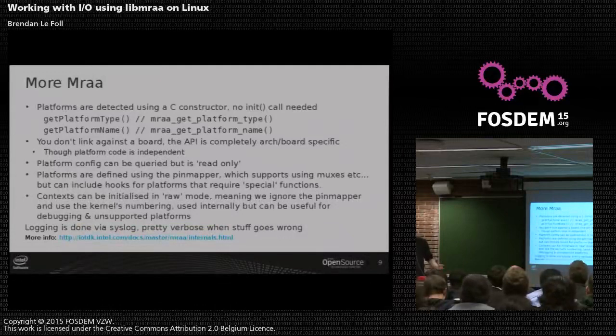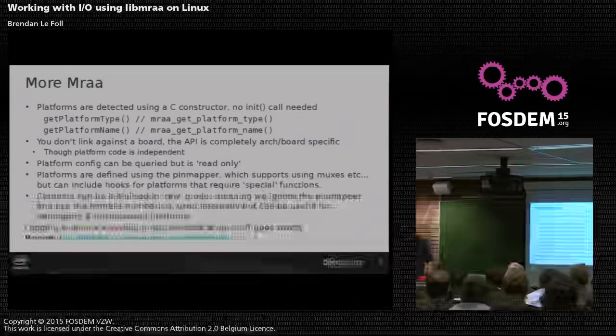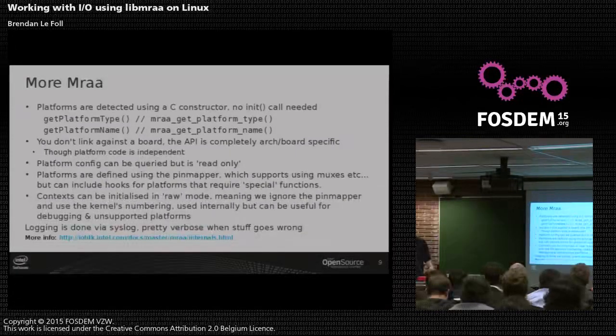The platform code is independent, or at least architecture independent. Platform config, you can query it, but you can't write to it, at least not now. And yeah, we log on syslog quite a lot, and you can change the verbosity and stuff. So usually on these platforms, we've even got systemd, so you can go check in the journal and make sure if anything's gone wrong.